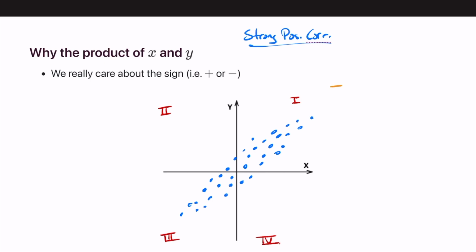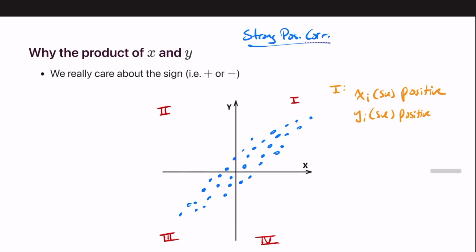So in this one section, which you already know is the top right, we know that we have x sub i in standard units, a positive value, and y sub i in standard units, a positive value. And this works out nicely.